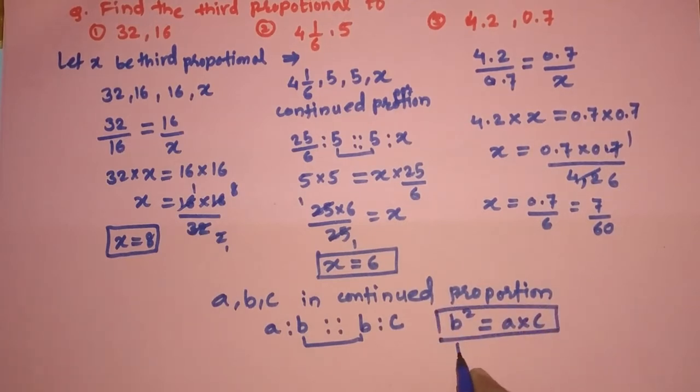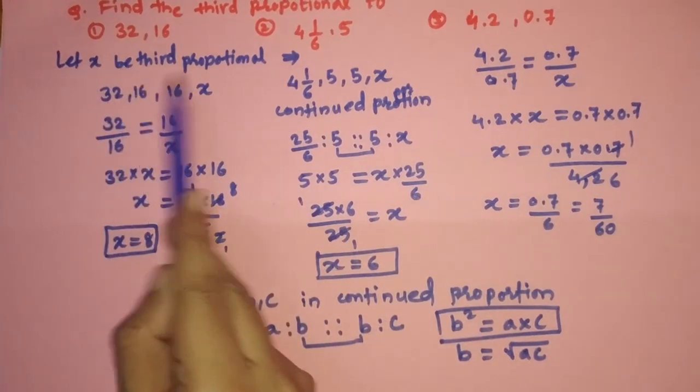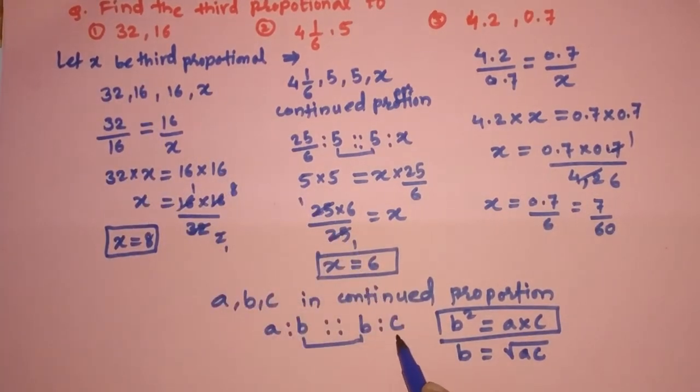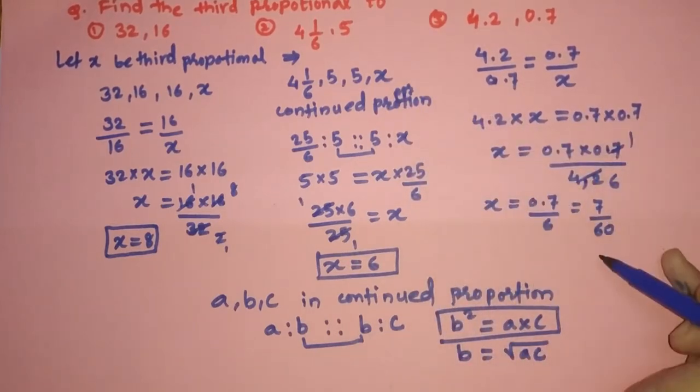And in order to find out b, you will take a square root of a and c, which we have seen in the previous question. So here we were about to get the third proportion. Third proportion means here we need to find out the c value. So we have solved it according to like this. Hope you have understood it.